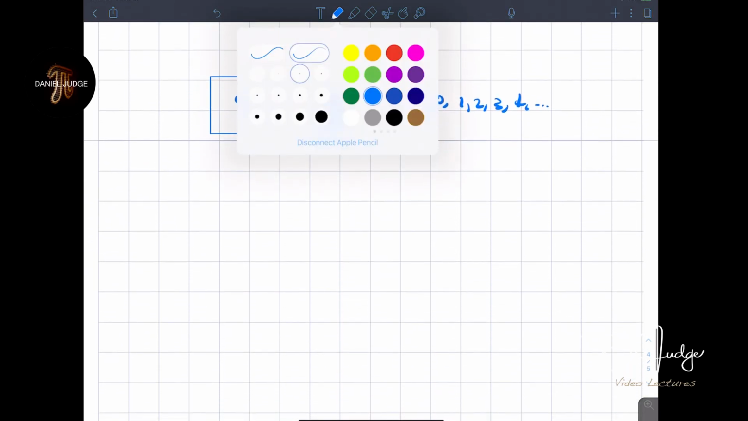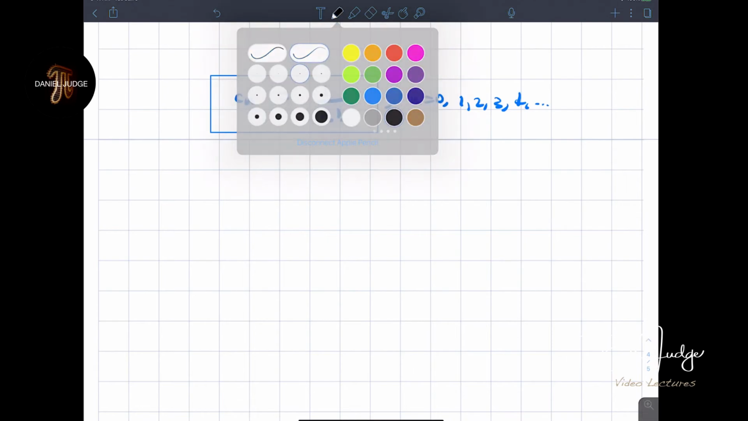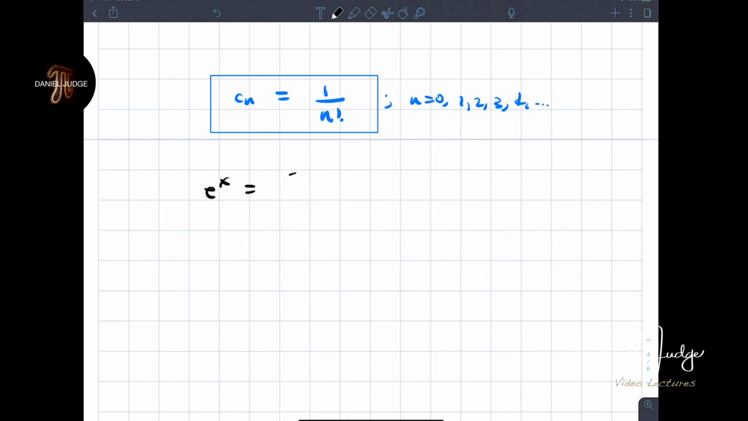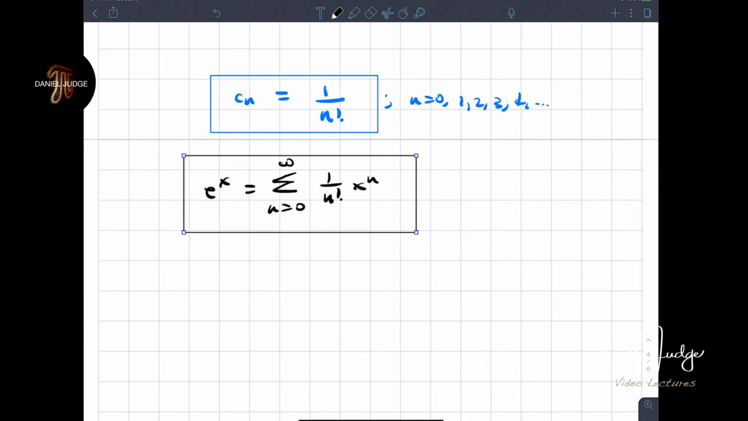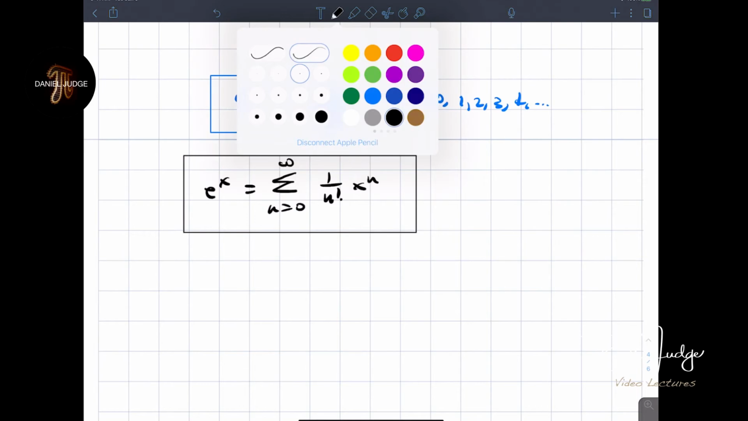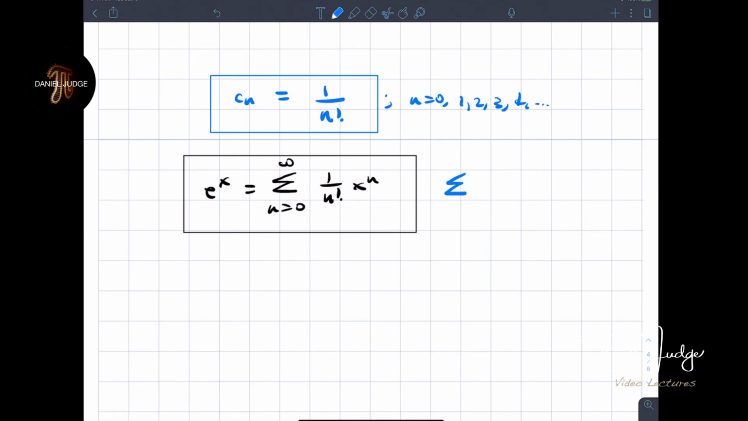Now, what that means for us is that e to the x, ladies and gentlemen, is described as the sum from n is 0 to infinity of 1 over n factorial times x to the n. So here's the power series expansion for e to the x, and this is about 0. Let's write this down. You can also see this as x to the n over n factorial, n is 0 to infinity. And maybe we should write it that way as well.